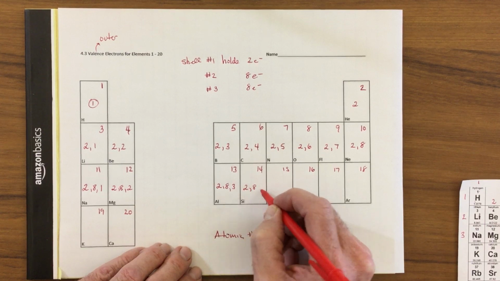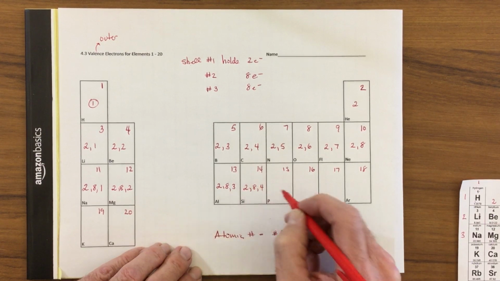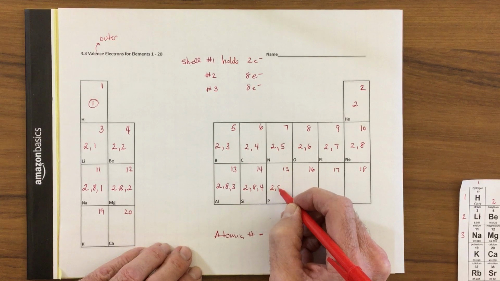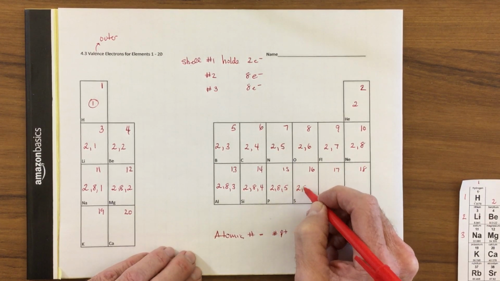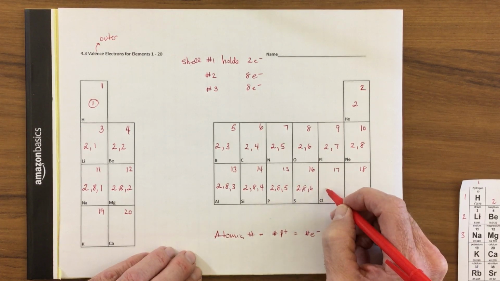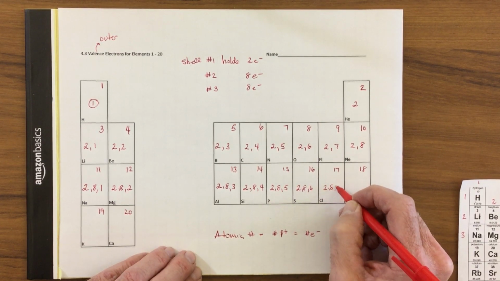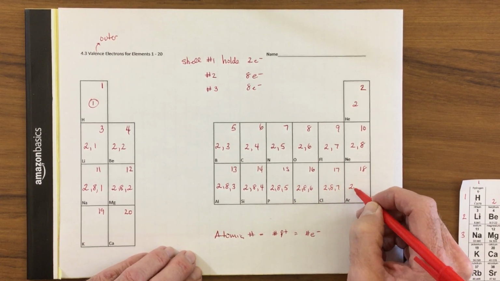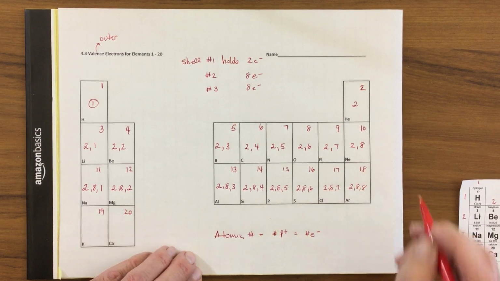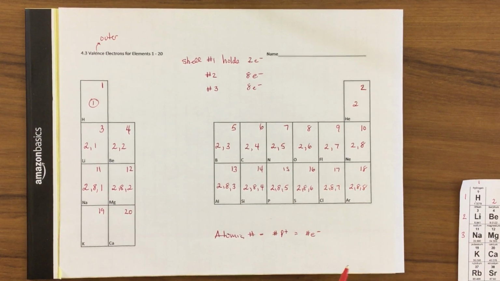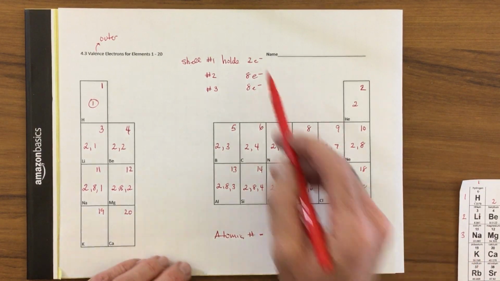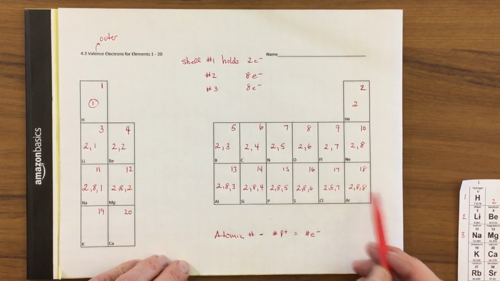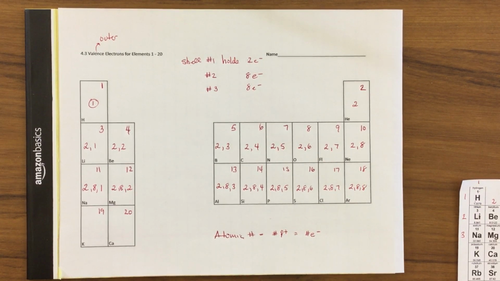Again, 2, 8, and 4. 2, 8, 5. 2, 8, 6. 2, 8, 7. 2, 8, then 8. 8 is the maximum that can fit. 2, 8, and 8. We can't fit any more into the third shell.